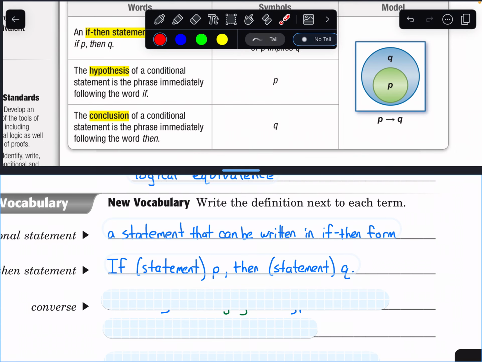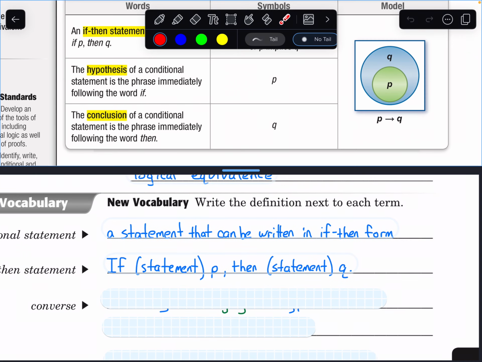The components of a conditional statement are the hypothesis. The hypothesis of a conditional statement is the phrase immediately following the word if. That would be just statement P. The conclusion of a conditional statement is the phrase immediately following the word then, statement Q.